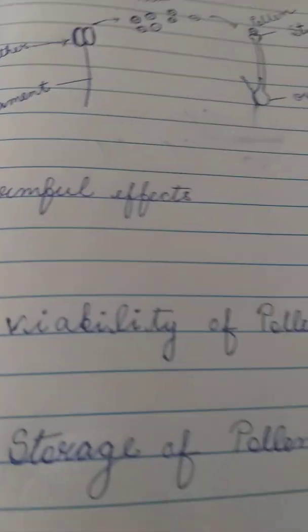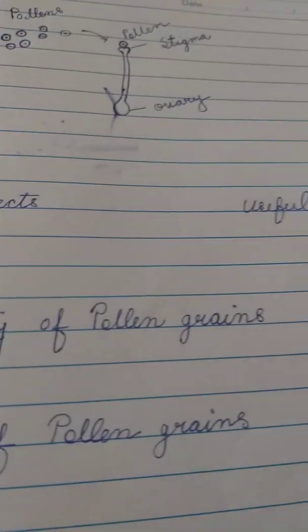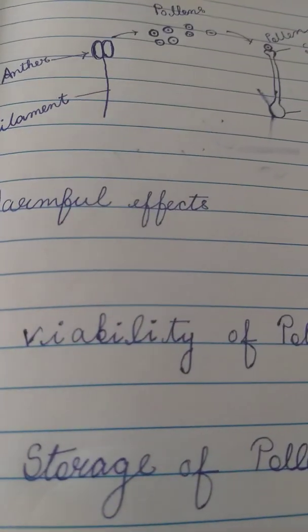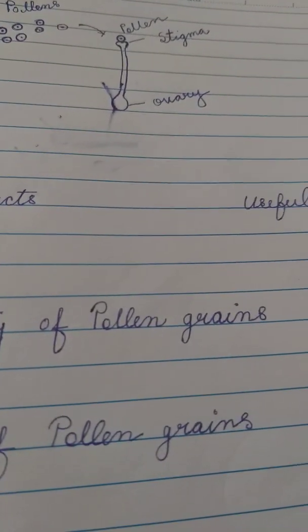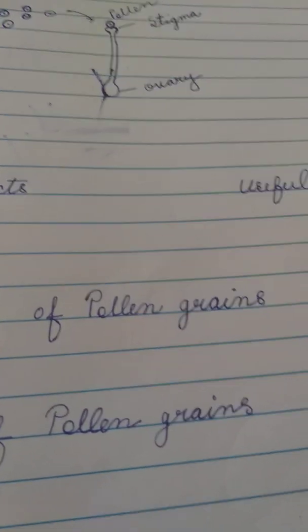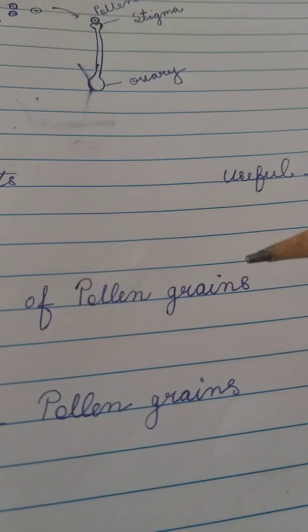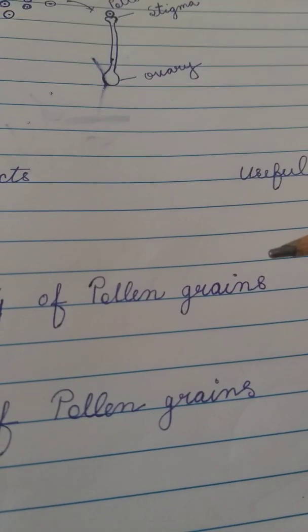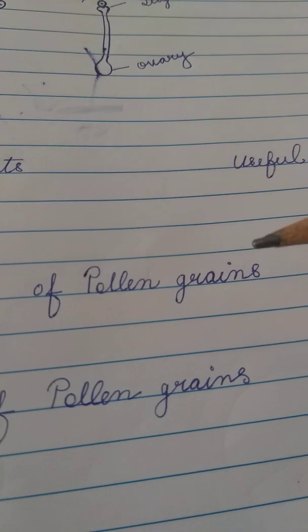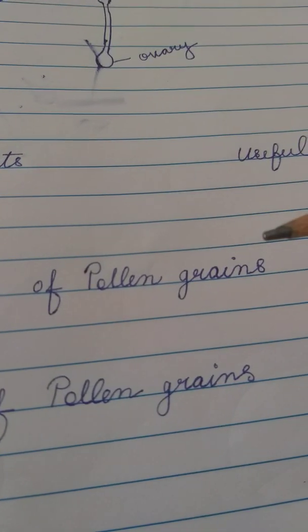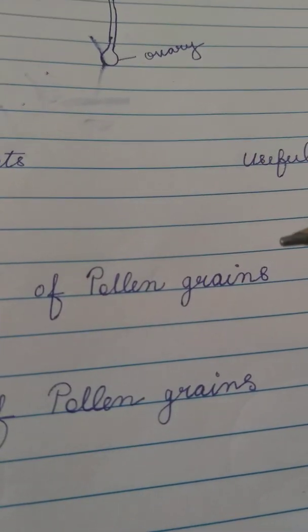Now, viability. Viability of pollen grains. Viability means ability of the pollen grains to remain functional, to remain potential to fertilize the ovules. How long pollens remain viable?